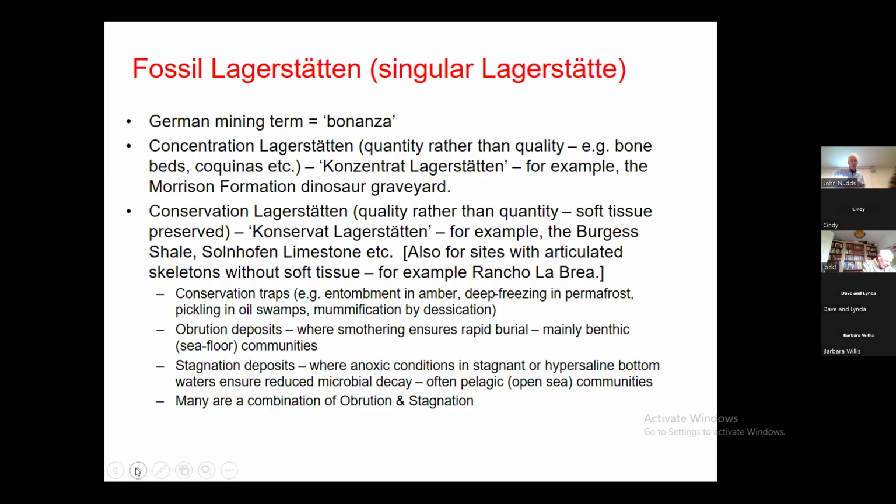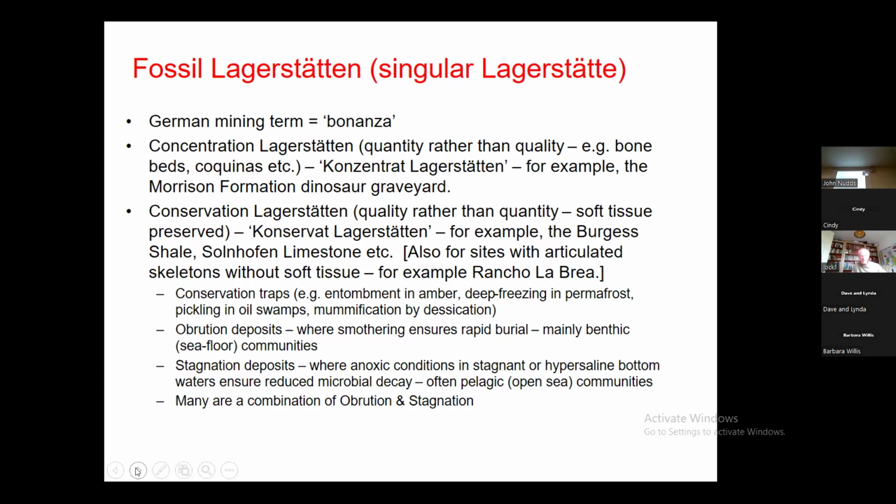Oh, that's working now. Okay, so what do we mean by this term Lagerstatten? Well, it comes from the German mining tradition, where it effectively means a bonanza or a rich seam. So a fossil Lagerstatten then is a rich seam of fossils. It was first coined by the German paleontologist Dolf Seilacher in 1985, and he defined two different types.